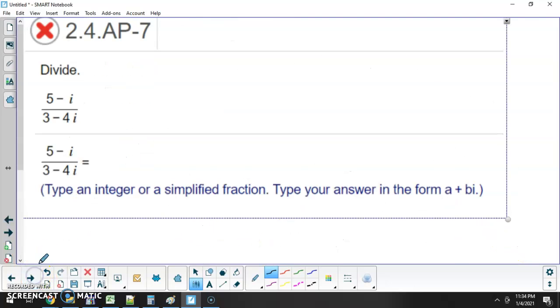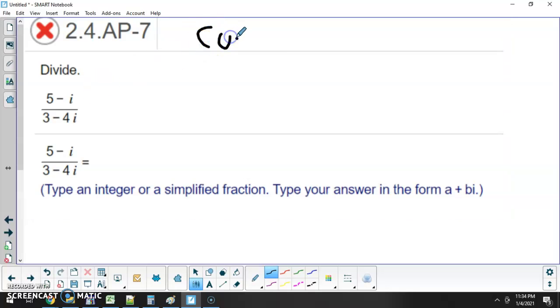Alright. Another problem that someone had issues with was this one here. You want to divide it, it says. Really what they want you to do is get rid of the imaginary number in the denominator, okay, and then rewrite it in the form a plus bi. And so remember, to do that, you have to use something called the complex conjugate, okay? The conjugate will eliminate the i from the denominator here.